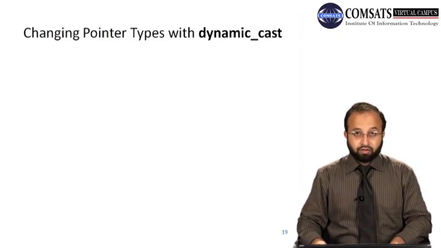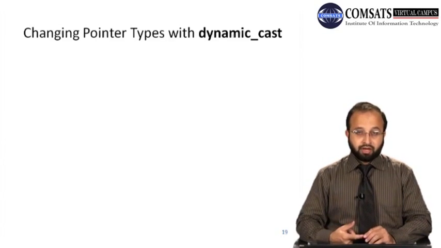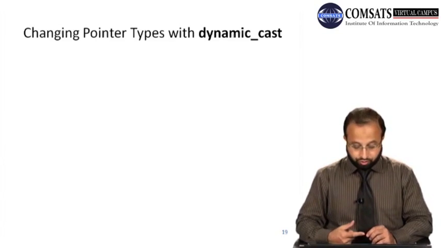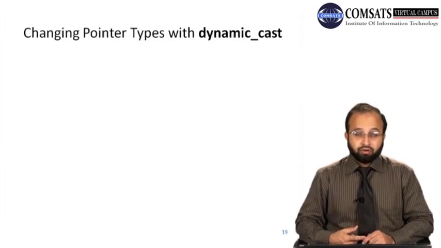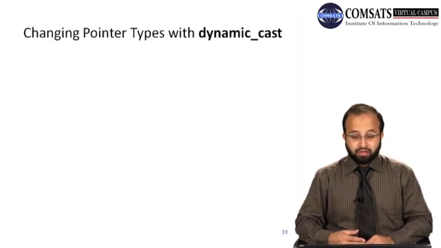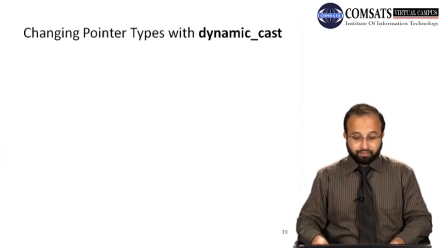Now let's see how we can change the pointer type of the pointer using the dynamic cast operator, right? So the first thing we saw was that the dynamic cast operator can be used to check whether a particular object belongs to a specific class or not. Now we can see how we can change the type of the pointer using the dynamic cast operator.